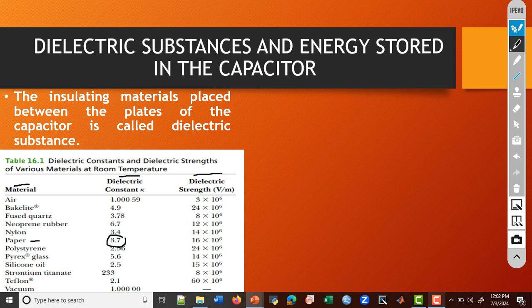I repeat, let's say I consider this material here, bakelite. It has a dielectric strength of 24 times 10 to the power 6 volts per meter. That means that this insulating material can withstand a potential difference of 24 times 10 to the power 6 volts per meter when used in a capacitor. Okay, let's move forward.